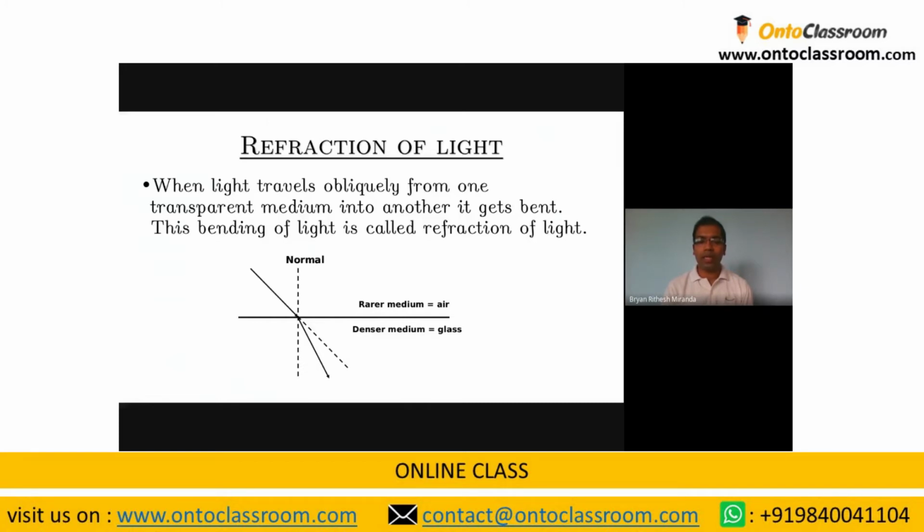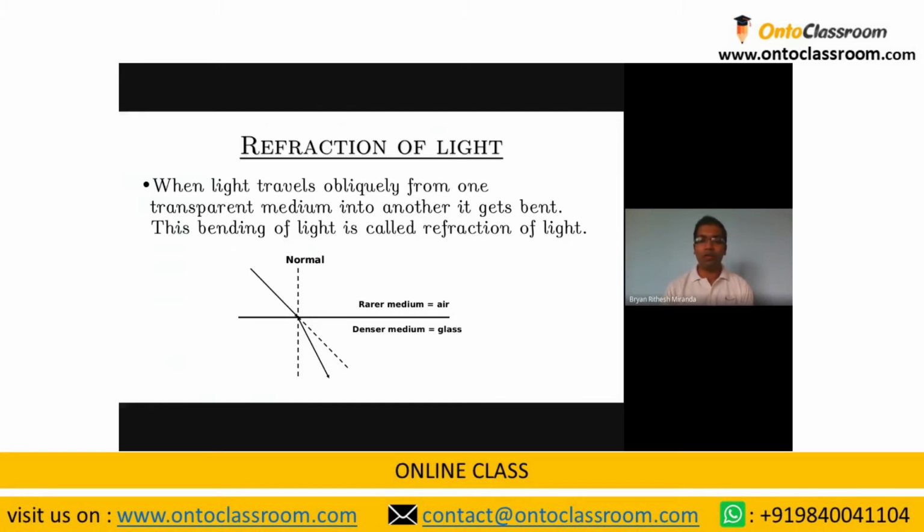If we have to calculate the angle of incidence and angle of refraction, we measure them with respect to the normal. A protractor is placed at the normal, and then the angle from the normal to the incident ray gives the angle of incidence, and the angle from the normal to the refracted ray gives the refracted angle, or the angle of refraction.